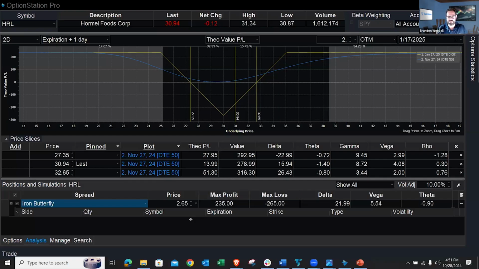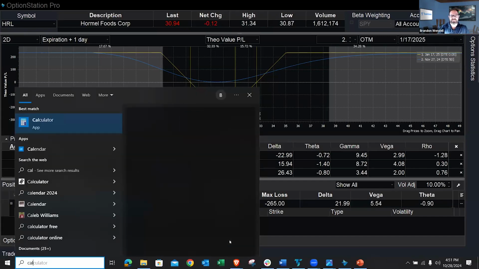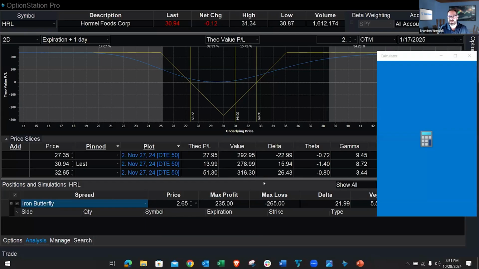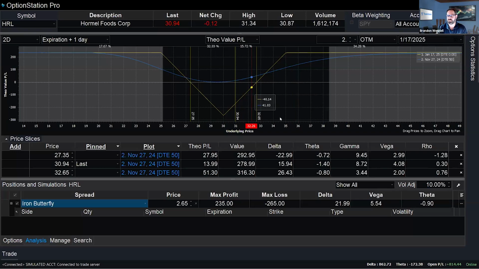Even if I profited $51, that's a good rate of return of what, 20% roughly? I don't know, terrible at math. You'd think I'd be better at math when I do options, right? No, calculator, there we go. So 51.30 divided by, what did I say it was, 265 to buy this spread? 19%. Yeah, it was pretty close, almost 20%. That's pretty good off the top of my head.